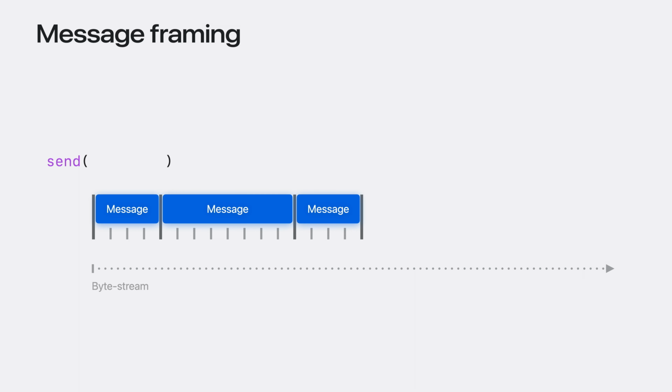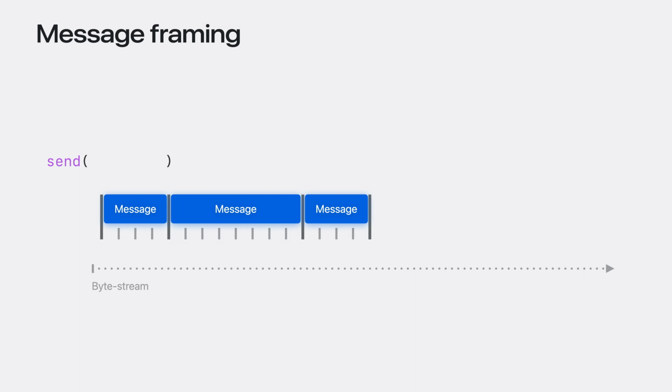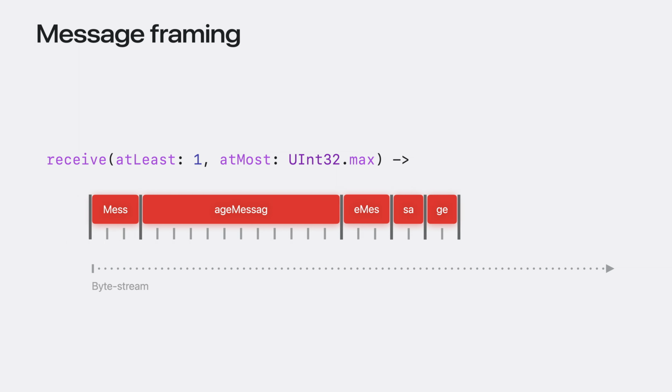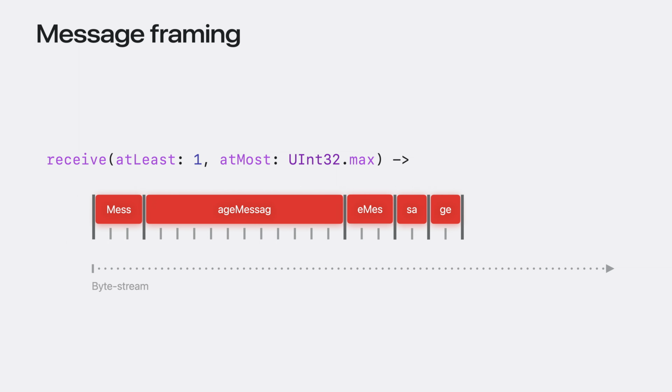For example, if you call send with 3 chunks of data, the other side might receive those one byte at a time, all at once, or anything in between. This can complicate writing robust networked applications significantly.